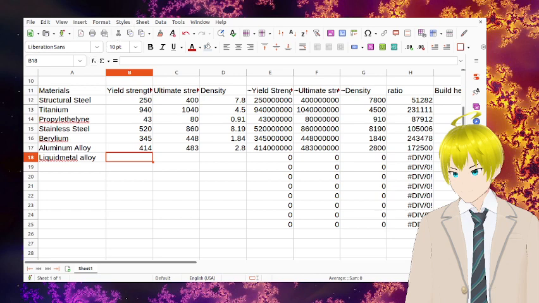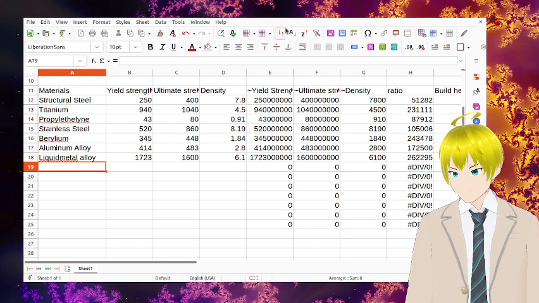I lost it. 1723, 1600. So for some reason the yield strength is actually higher than the ultimate strength for this one, which is interesting. I don't know why that would be the case. I guess it has something to do with it being liquid. 1600. This is 6.1. How high can you build this time?